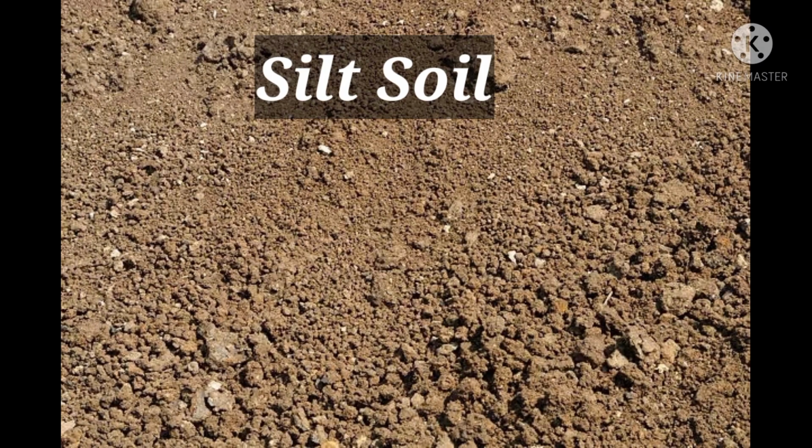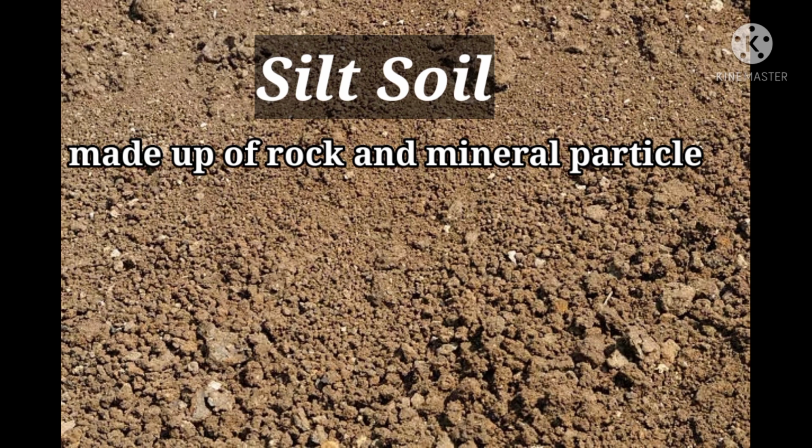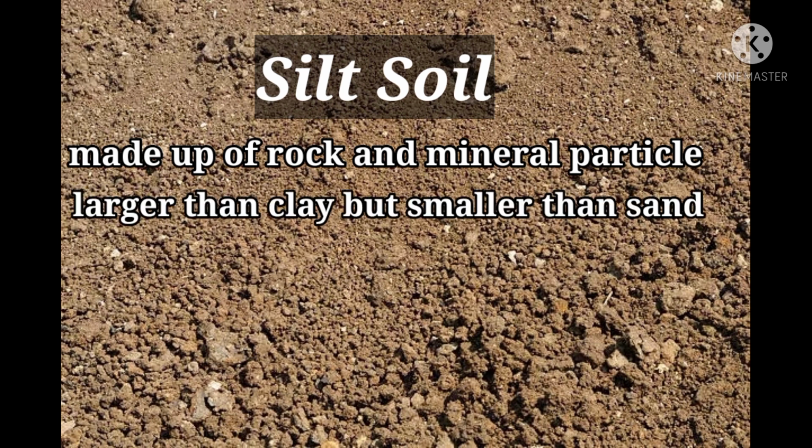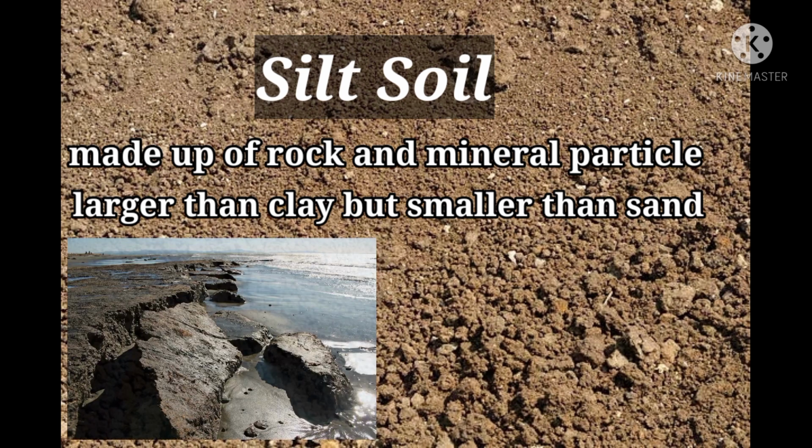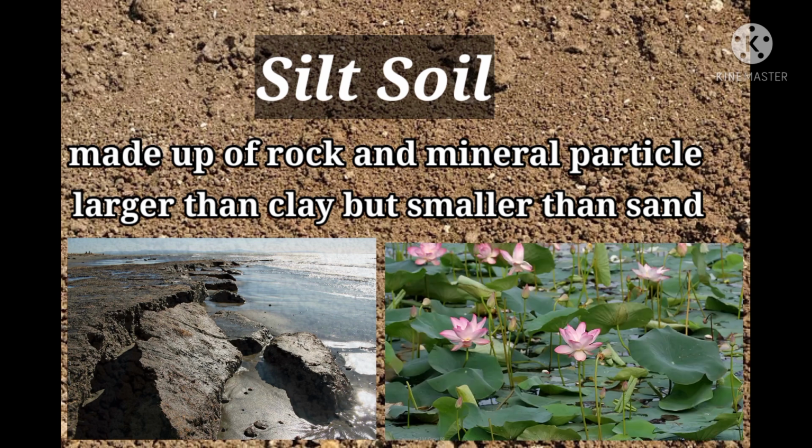Silt soil is a granular material made up of rock and mineral particles that are larger than clay but smaller than sand. Silt is created when rock is eroded or worn away by water and ice. As flowing water transports tiny rock fragments, they scrape against the sides and bottoms of the stream bed, chipping away more rock.